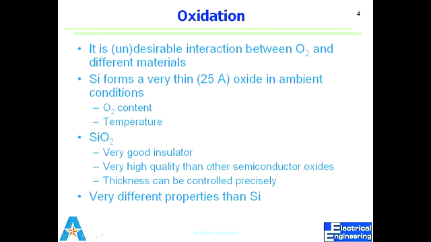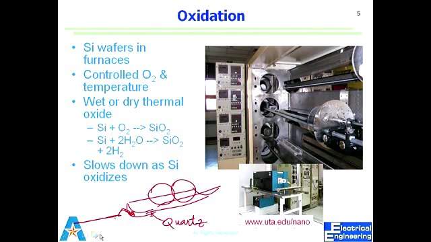So, of course, it is a good insulator, has good quality, and we can control the thickness precisely. It has different properties than silicon, say electrical properties, physical properties, chemical properties, all sorts of properties. So just by reaction with oxygen, it results in a material which is very different from silicon. How do we do it?